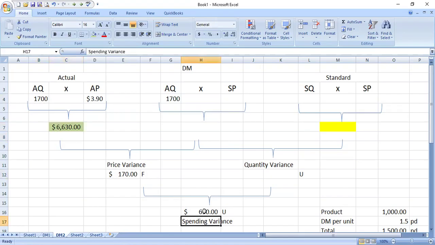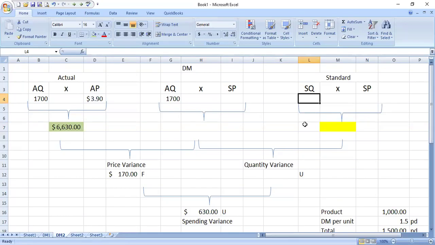Now the other thing is you may have the actual quantity, actual price, price variance, spending variance, and the question may ask, how much is the standard quantity? Now what you have to do, first you have to go here to find the standard price. Then you have to go here to find the total standard cost. Once you have the standard price, you can get the standard quantity. Make sense?